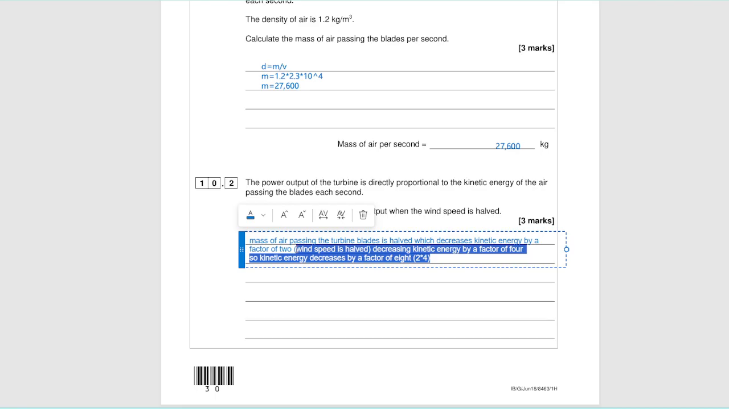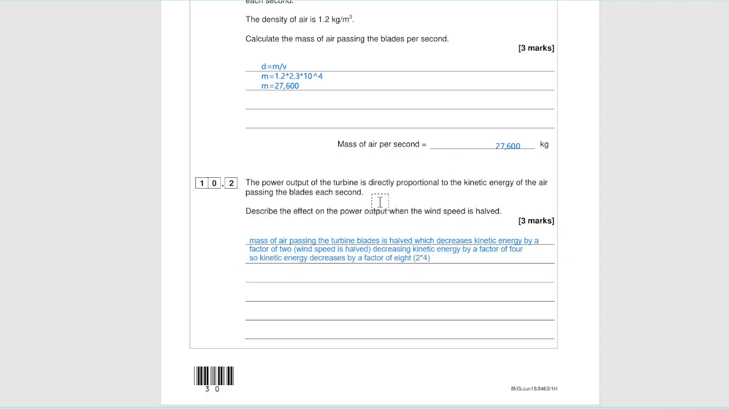However, it's not just decreased by a factor of 4, because the mass of the air that passes through the wind turbine is also halved, since less air is passing through it due to the wind speed being halved. So it actually decreases by a factor of 8.